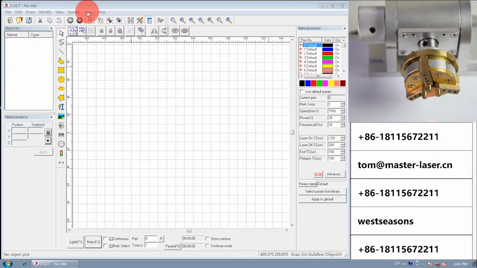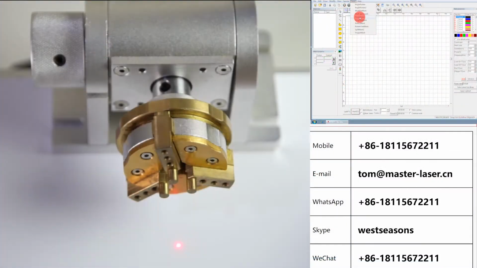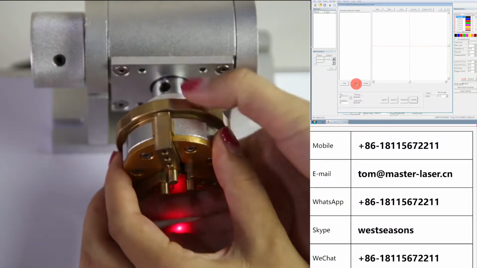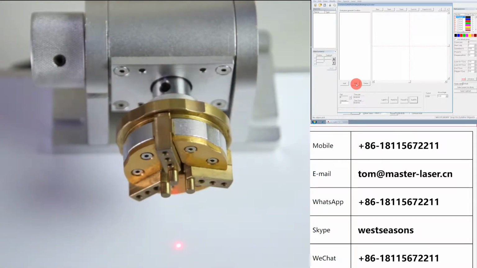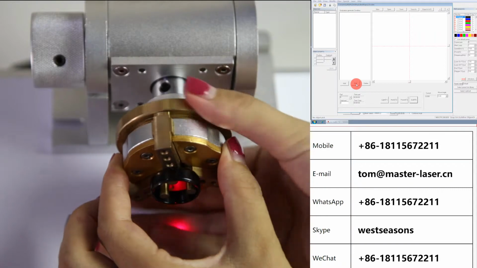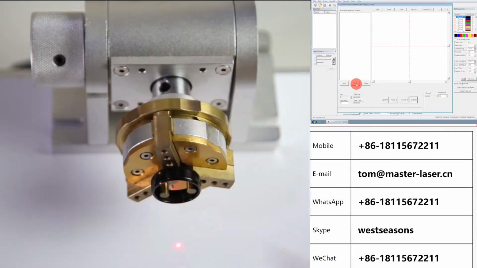Fine laser. Power ruler. This is the rotate work table. Fixture the ring. Adjust the rotate place. Light.